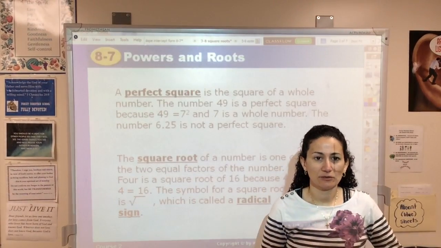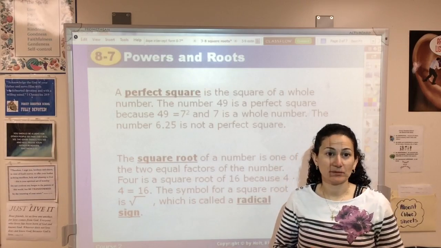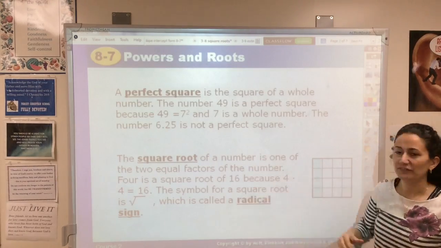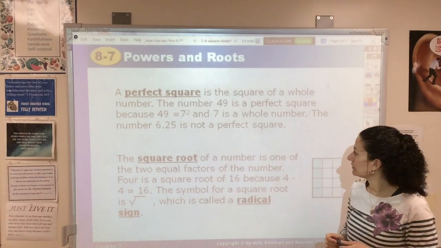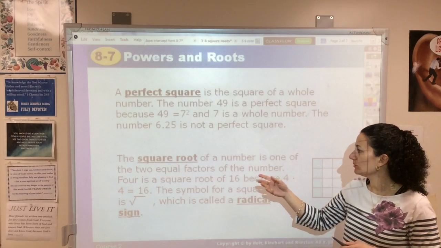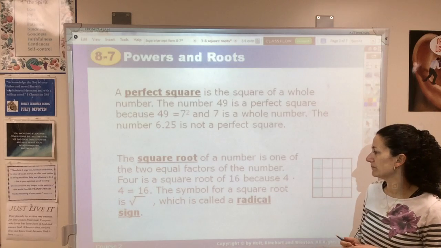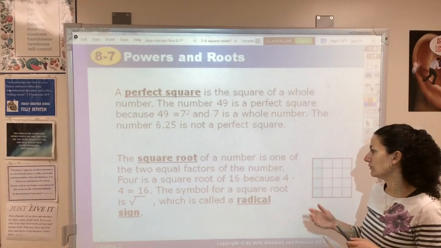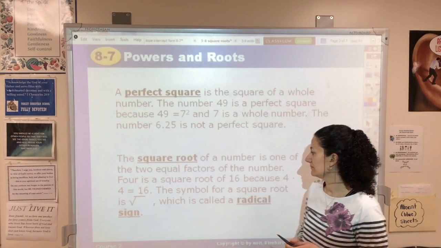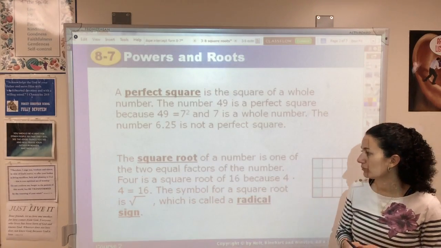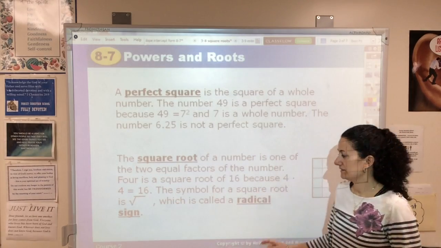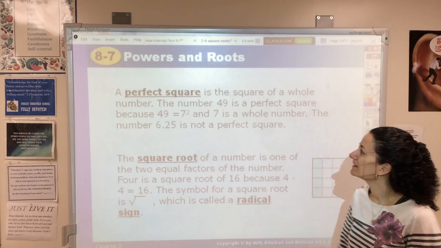Hey guys, so now I'd like to show you some things about square roots. First of all, I'm going to start with the definition down here. The square root of a number is one of the two equal factors of the number. 4 is a square root of 16 because 4 times 4 is 16. The symbol for a square root looks like this, which is also known as a radical sign.